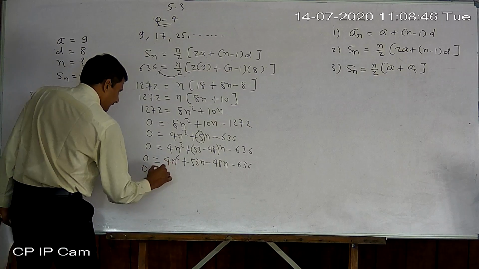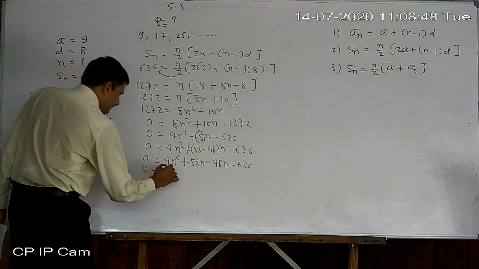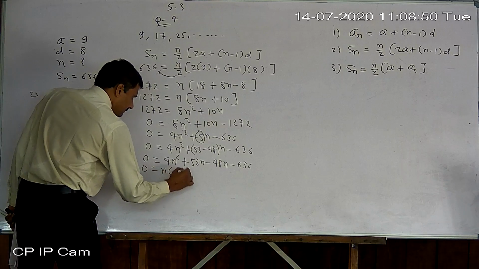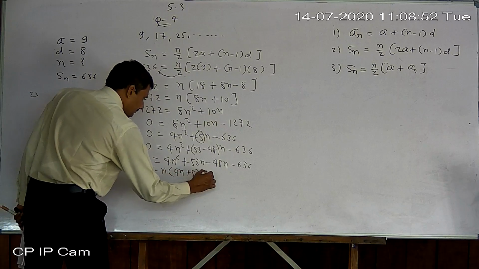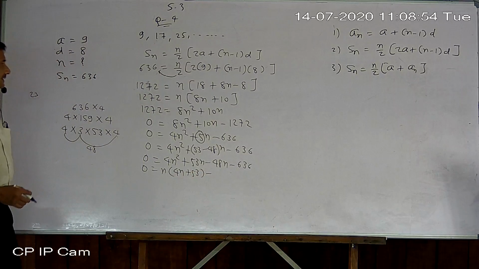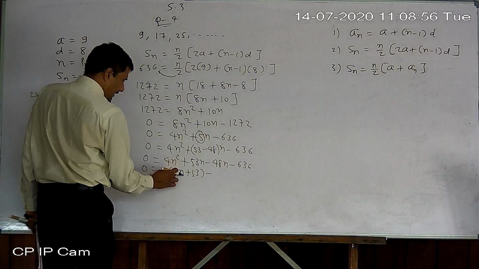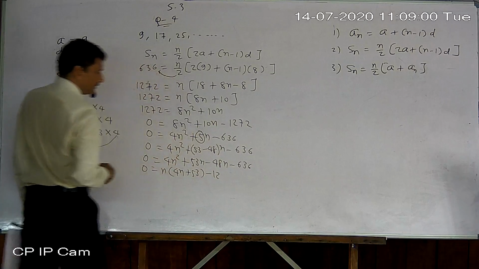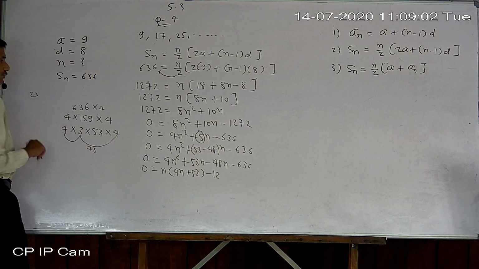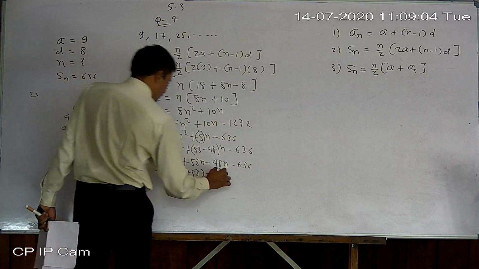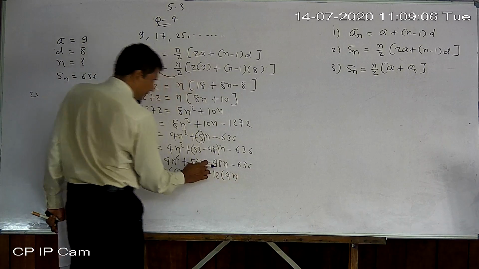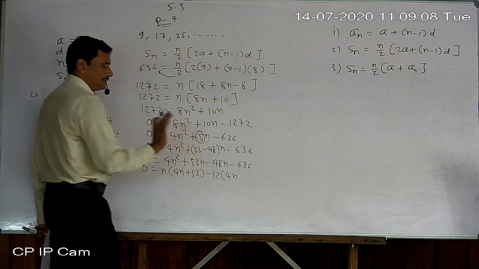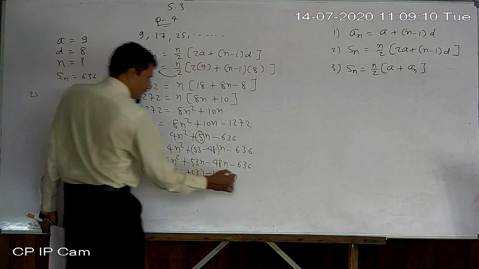Now common. Nothing common. Only n. So 4n plus 53 minus. Here 12 is common, because I can get the idea from here also. So only 12 is common, so 12 and 48. So 4n is left. Whenever the third term is negative, always take negative common. Now plus will be here.